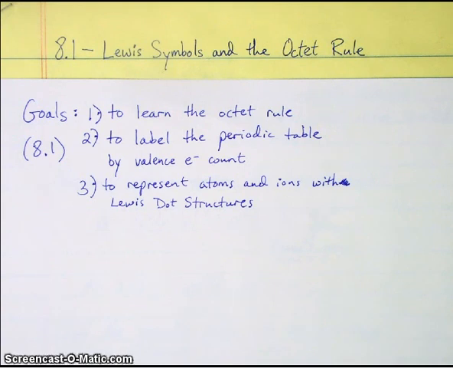This is the lesson for section 8.1, which is on Lewis dot structures and the octet rule. And you can see that our goals today are to learn the octet rule, label our periodic table so that we can quickly get the number of valence electrons, and also represent atoms and ions with Lewis dot structures.